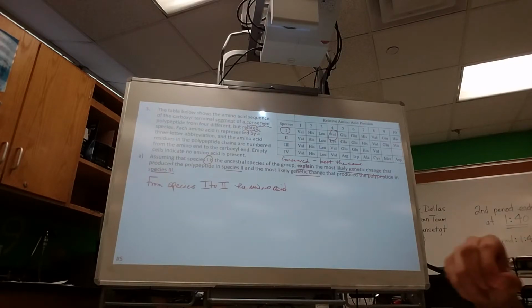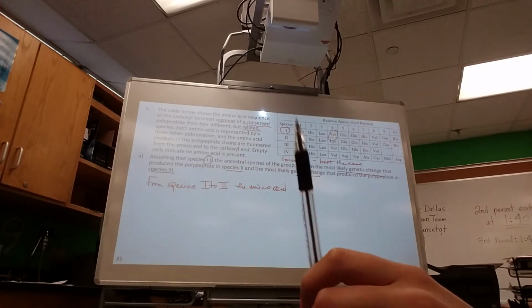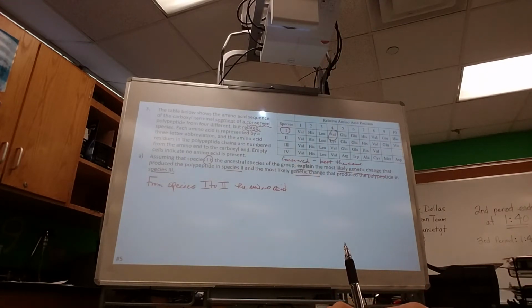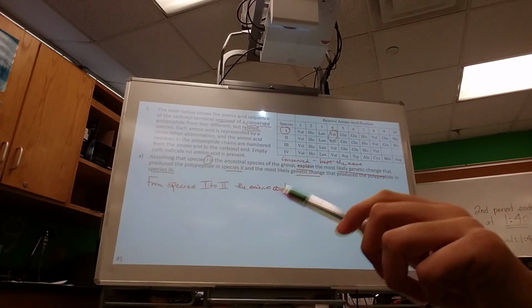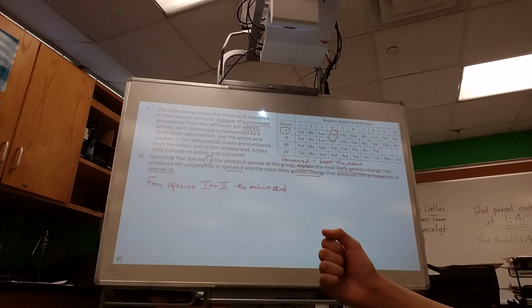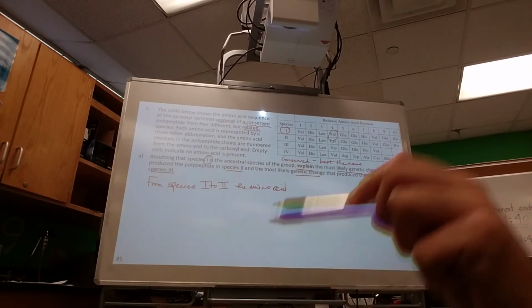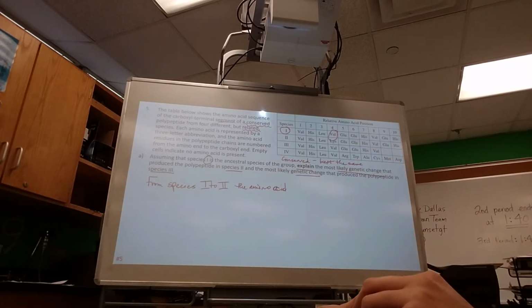Wait, what do you mean? Do you have a trust in me? Yeah. They don't give you the translation chart, so you won't have to be that specific. But you can probably find a point mutation that goes from valine to lysine.